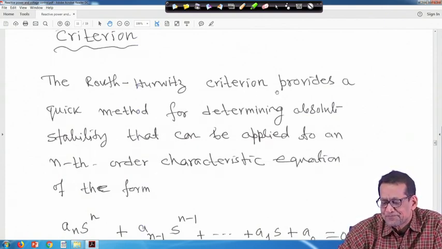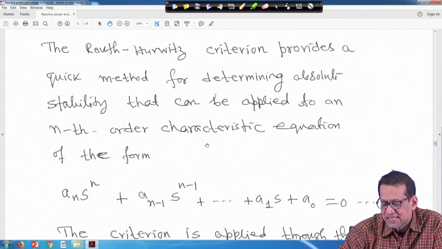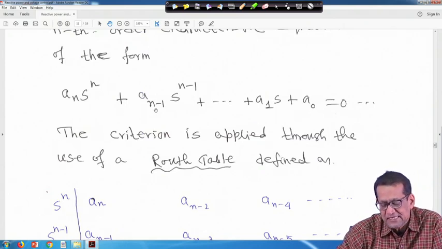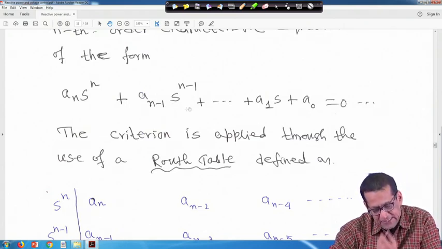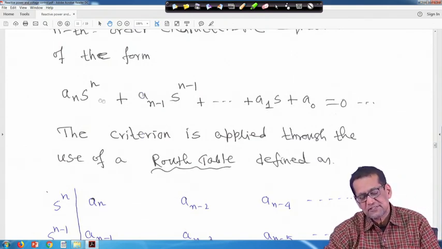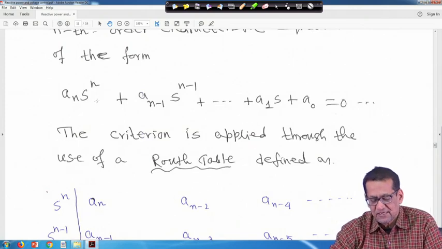It is a very simple thing: it provides a quick method for determining absolute stability that can be applied to an nth order characteristic equation of the form a n s to the power n plus a n minus 1 s to the power n minus 1 plus ... plus a 1 s plus a 0 is equal to 0. This is my characteristic equation, an nth order polynomial.